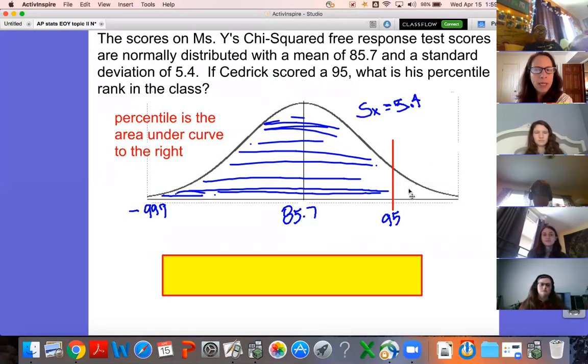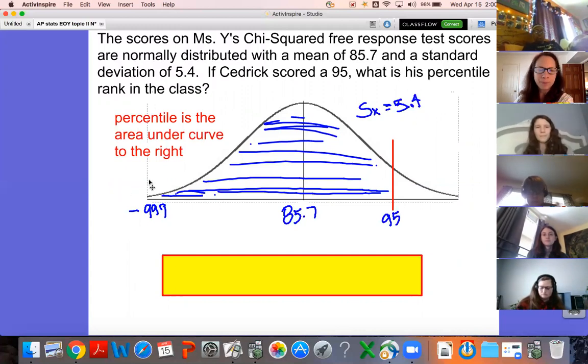So we need to find his z-score, and we won't need his z-score. We know what his actual score is. So for z-scores, the mean would be 0, and we would standardize all these. But since we know the mean and the standard deviation, we're just going to say he's at 95. So we need all of this area back here to get his percentile. In other words, what percent of the class did he perform better than?